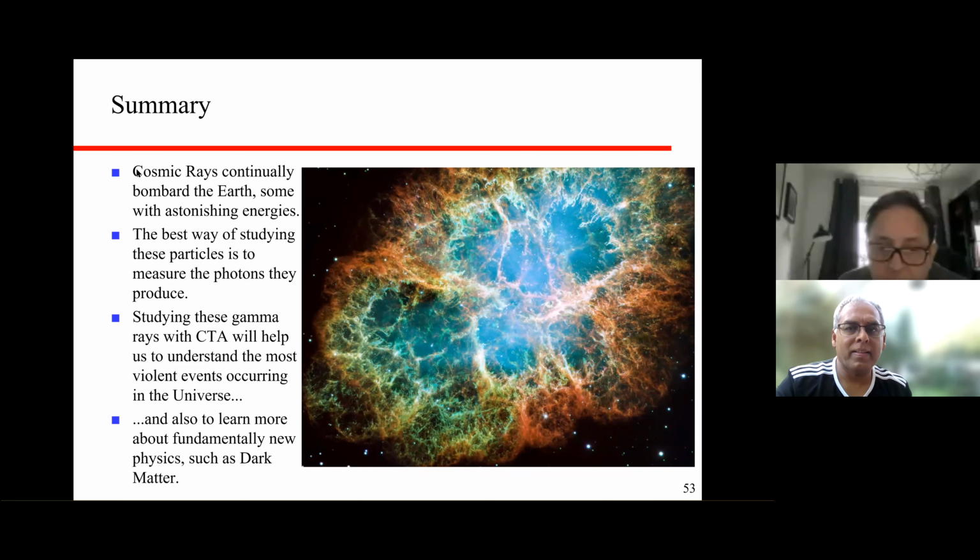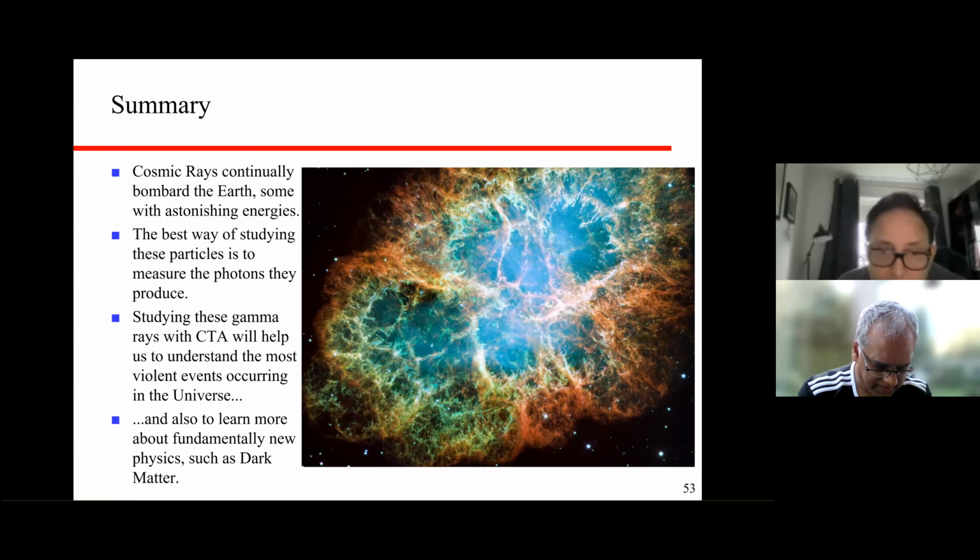So, as I was saying, cosmic rays are continually bombarding the Earth, and to measure those, we need to measure the very high energy photons they produce. And these can be studied using telescopes on the ground, which exploit the fact that the incoming photons produce showers of particles and hence Cherenkov radiation. And these give us an insight into some of the most violent events happening in the universe at the moment, and also help us to learn about some of the fundamental physics problems we have, such as the nature of dark matter.